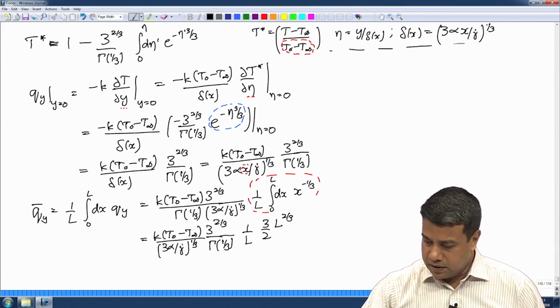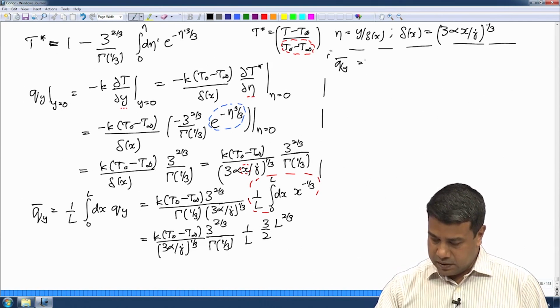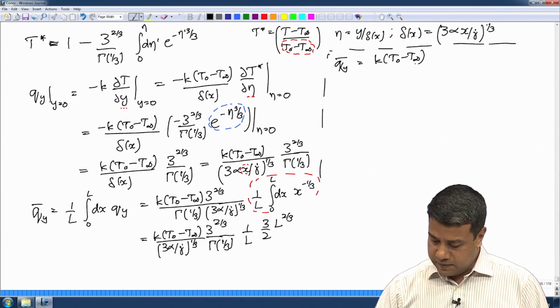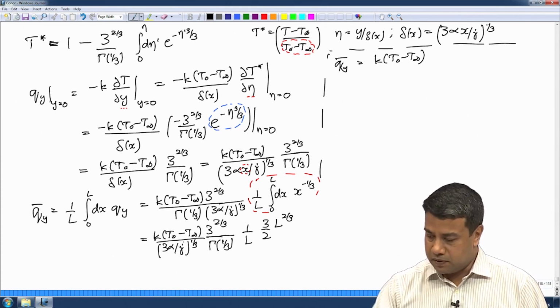Okay, so, continuing it over here, q y bar is equal to k into T naught minus T infinity. I have a 3 times 3 to the 2/3, that is 3 to the 5/3, minus 3 to the 1/3. So, I will get 3 to the 4/3.